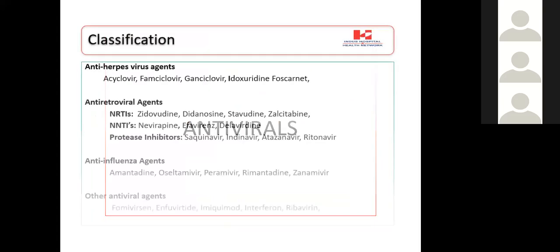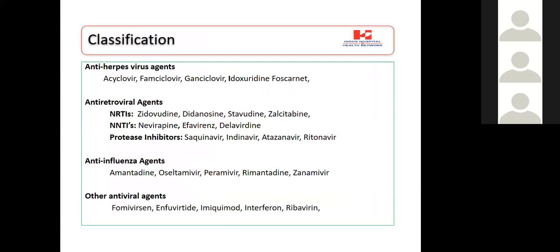Okay, this might be the last one that we are covering for the antivirals class. This is a classification of the antivirals according to therapeutic uses. It's the anti-herpes agents like acyclovir and ganciclovir, and so on, that come in this.